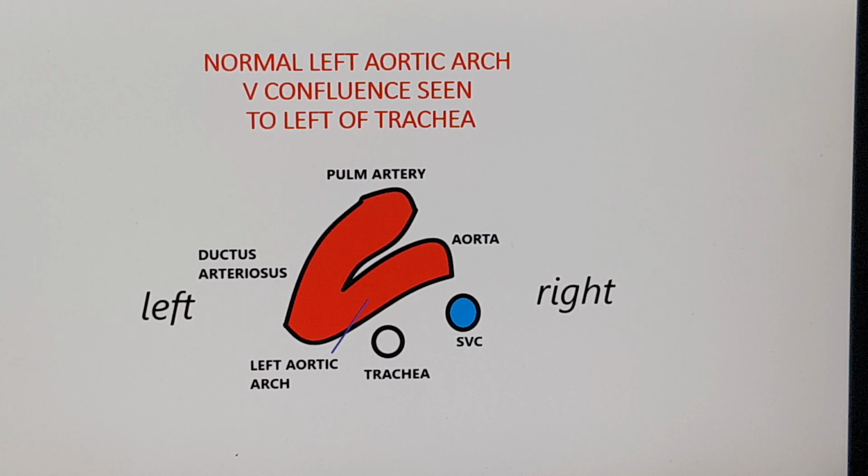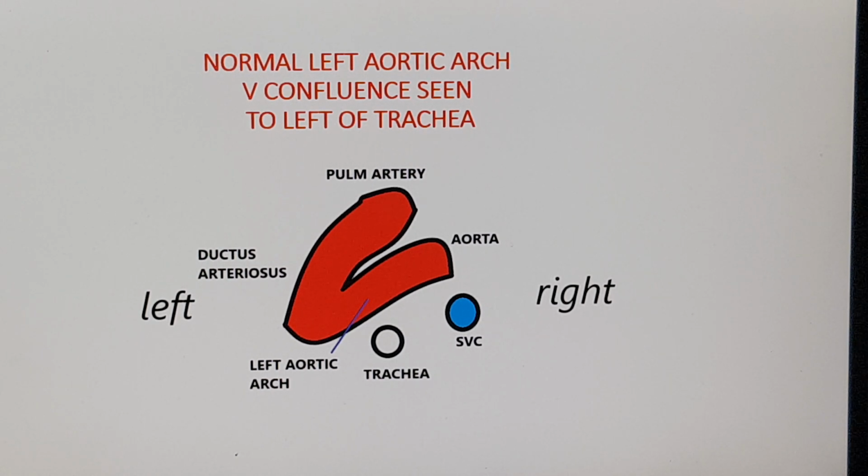So, the pulmonary artery continues as the ductal arch, which is on the left side. The aorta continues as the aortic arch, which sweeps from the right side to the left side, anterior to posterior, and meets the ductal arch to the left of the trachea. The confluence of the ductal arch and the aortic arch resembles the English letter V as shown here, and the confluence will be to the left of the trachea.